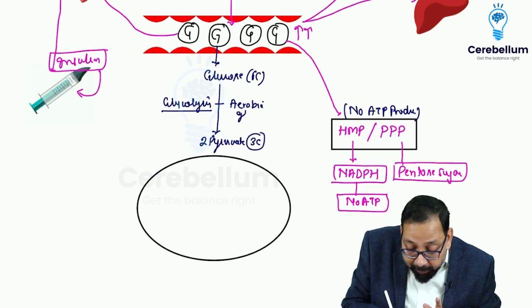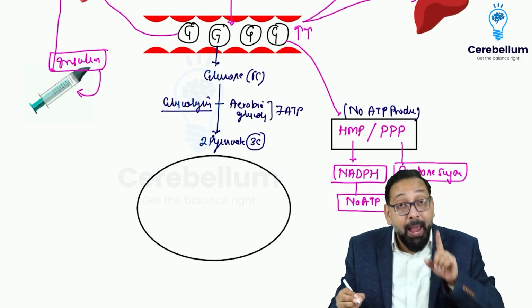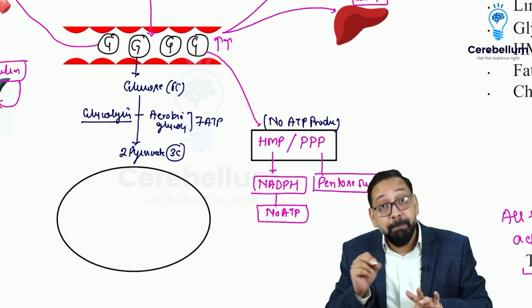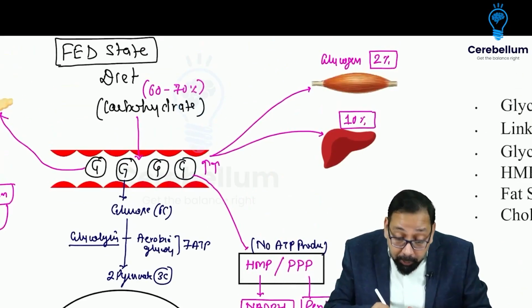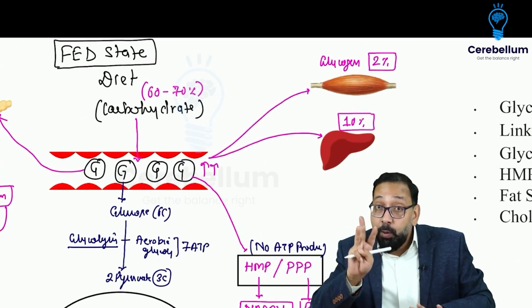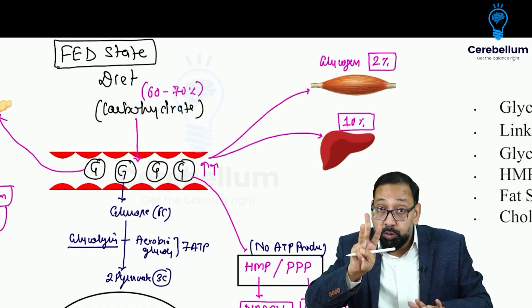Net gain of aerobic glycolysis is 7 ATP. So for energy production, glycolysis. If you want to produce NADPH and pentose sugar, HMP shunt. And this glucose is also stored as glycogen. So till now I have discussed 3 functions of this glucose.